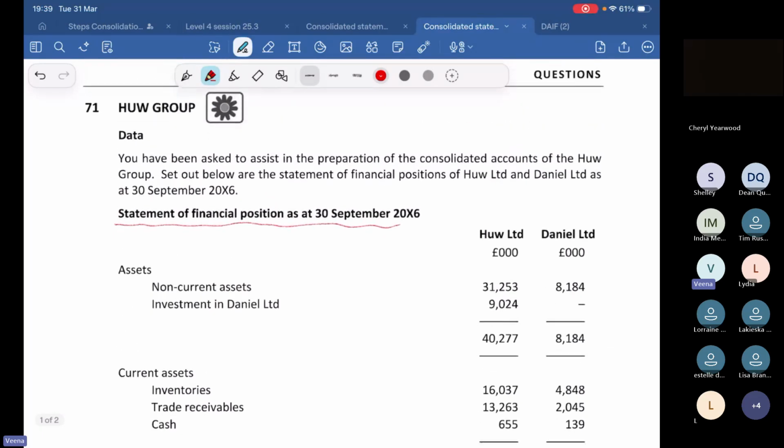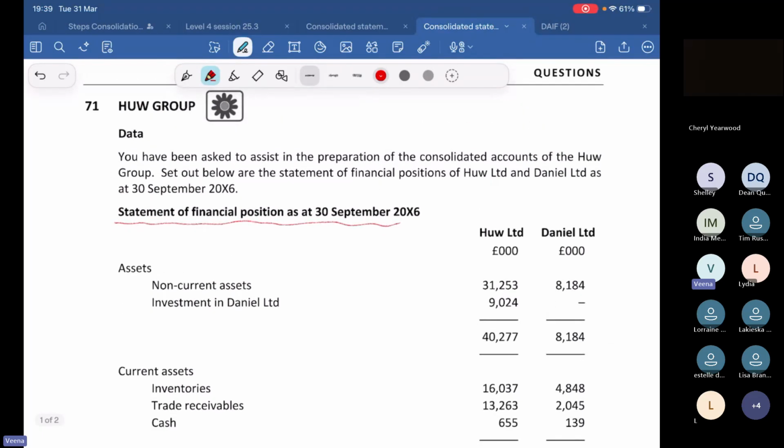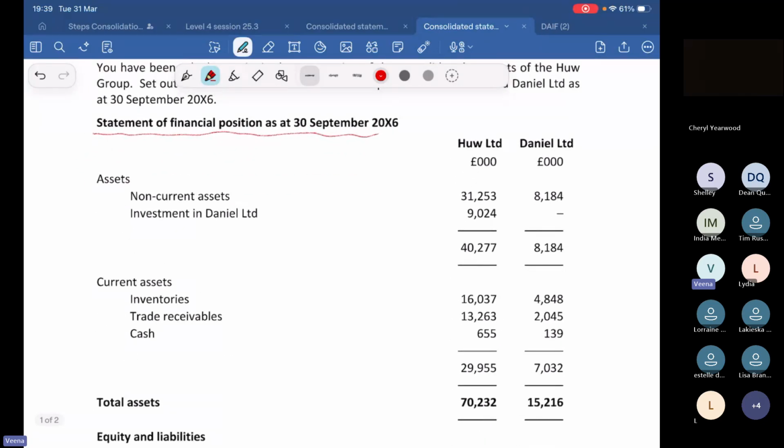So what is happening here? We have these two companies here, Hugh Limited and Daniel Limited. One company is taking over the other company. So what happens after that? The company who takes over is called a parent company, and the company which is taken over is called a subsidiary company. So in this case, Hugh Limited is taking over Daniel Limited. Hugh Limited is called a parent company, and Daniel Limited is called a subsidiary company.